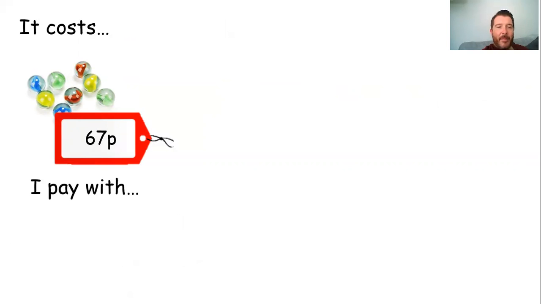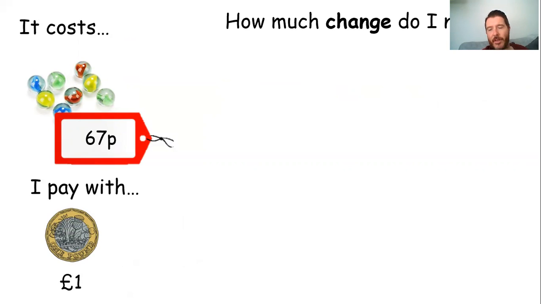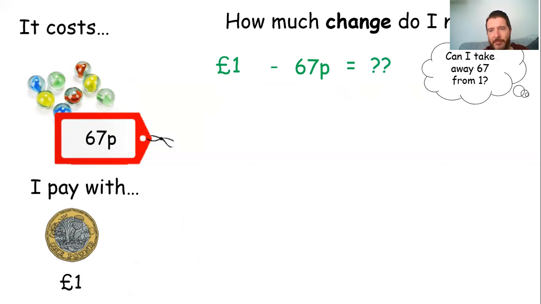Okay. Next one, a bit trickier this one. It costs 67p and I pay with £1. How much change do I need? Well, let's do our number sentence. £1 take away 67p. Now I've got a problem there, haven't I? Can I take away 67 from 1? I can't, can I? So I need to change them because at the moment they're not in the same unit. So we need to change them to make sure they are in the same unit. And how I do that is I need to change them both to pence.